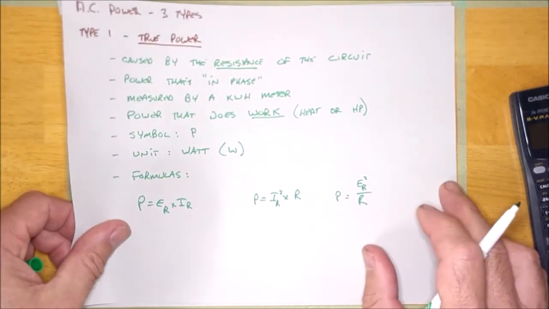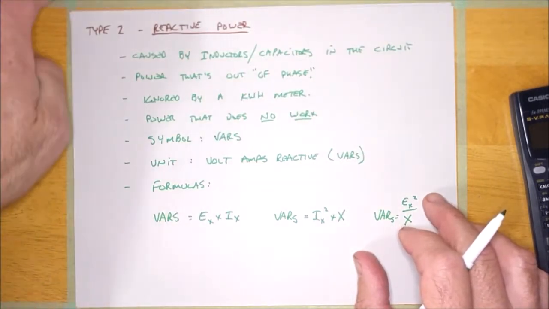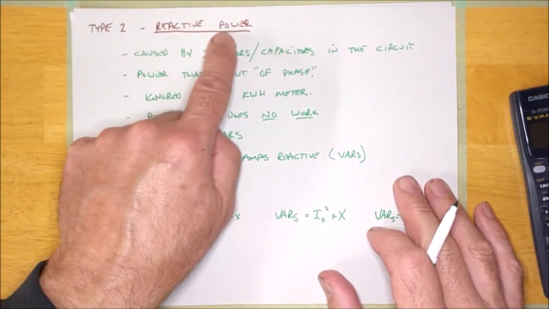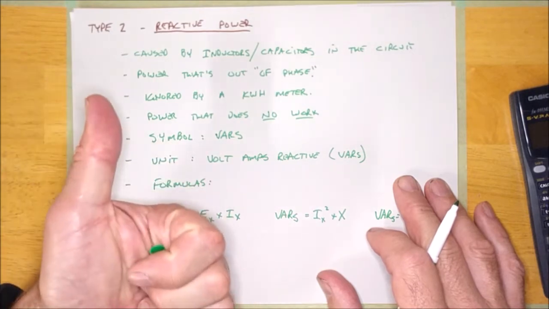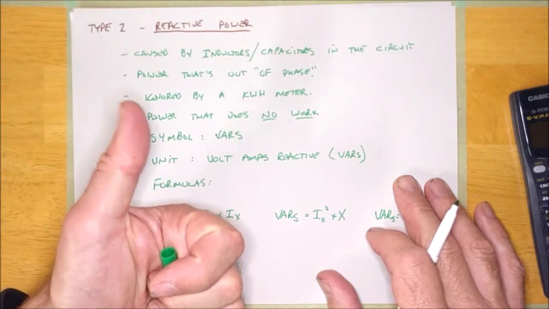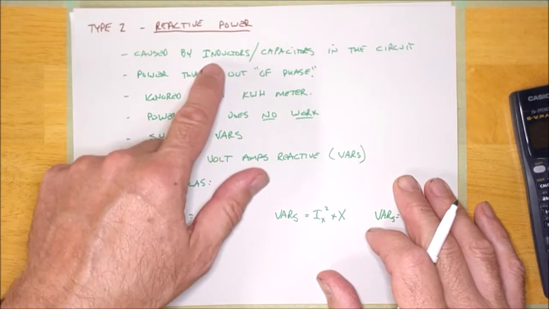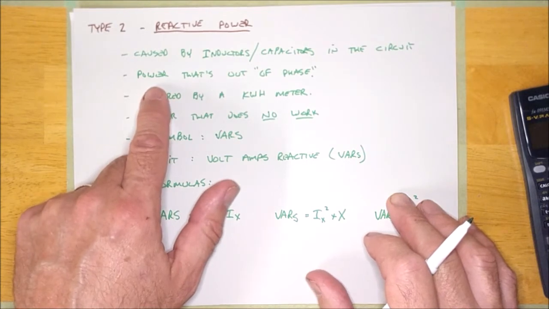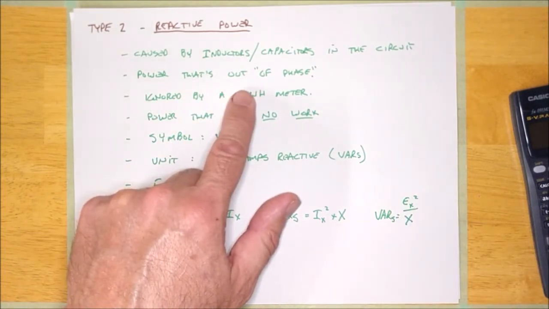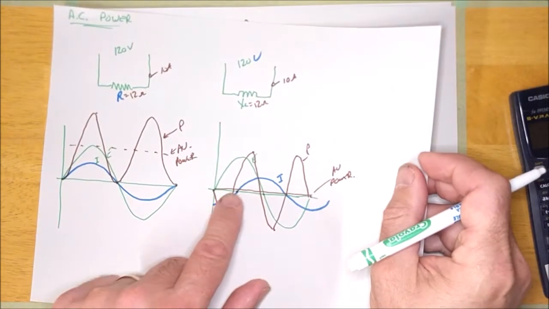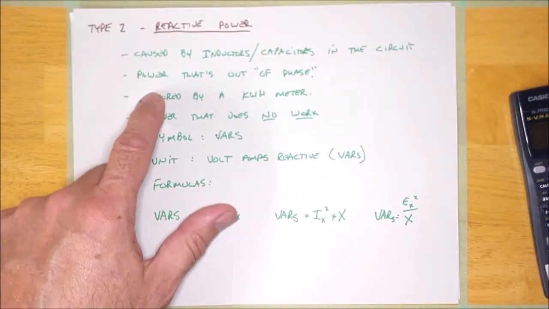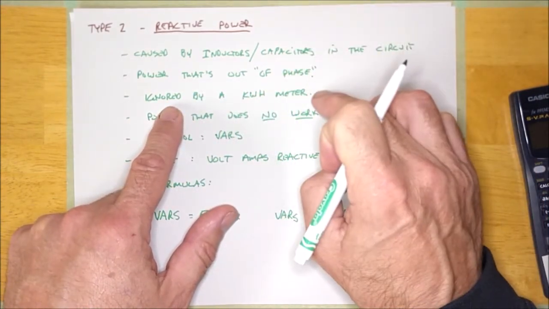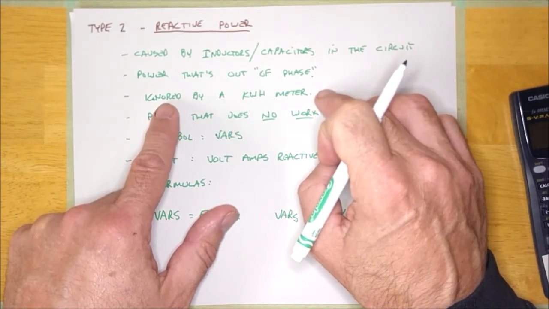It is true power. Now, what about capacitors and inductors? Well, capacitors and inductors cause a different type of power. It's called reactive power. We've got capacitive reactance and inductive reactance, XL and XC, and they both cause reactive power. It is power that is out of phase, all right? We drew a nice little inductor here, and the power's out of phase. The thing about reactive power is the kilowatt hour meter ignores it.